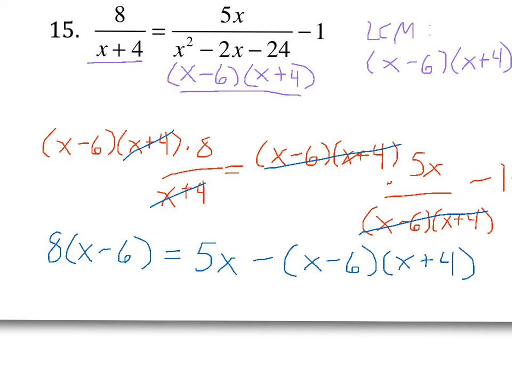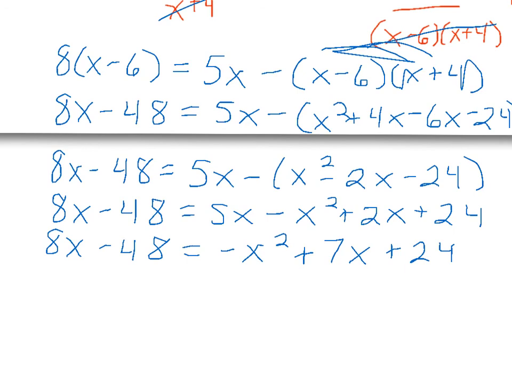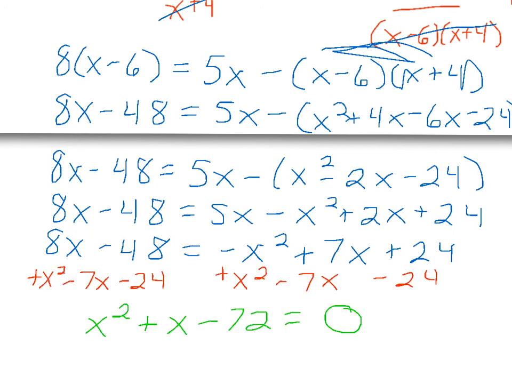So now we just need to FOIL and distribute everything. So we have 8x minus 48 equals 5x minus x squared plus 4x minus 6x minus 24, which will eventually simplify into this. Now we want to get everybody over on one side and factor. That will give us x squared plus x minus 72 equals 0.